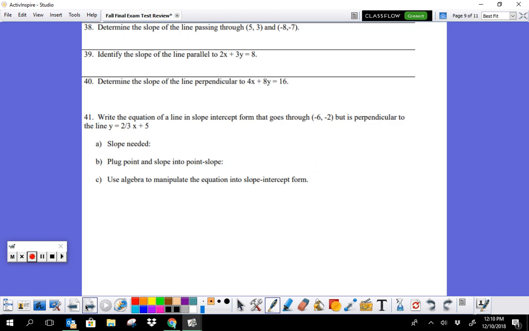All right, number 38, determine the slope of the line passing through 5, 3 and negative 8, negative 7. This is our slope formula. It's on your formula chart. So I'm going to subtract my y's: negative 7 minus 3 over negative 8 minus 5. Negative 7 minus 3 is negative 10, and negative 8 minus 5 is negative 13. Negative divided by negative is positive. So our slope here would be 10 over 13.